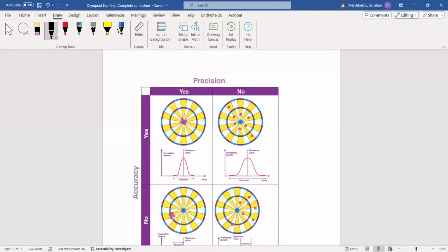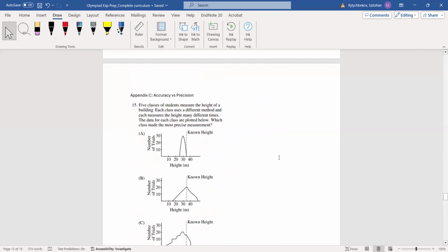This one is accurate and precise. This one is precise, but it's not accurate because it's far away. And this one is not precise and not accurate. This is a good thing. And knowing this, let's answer this one.